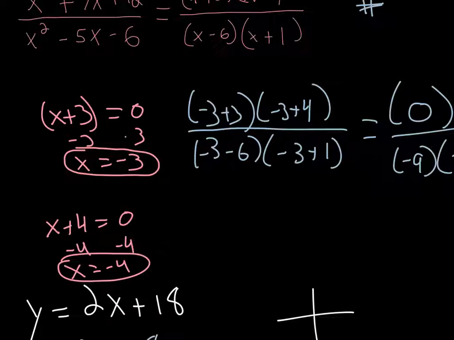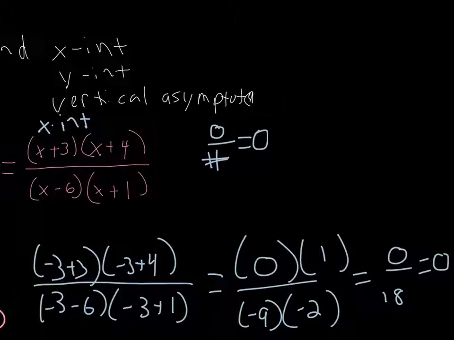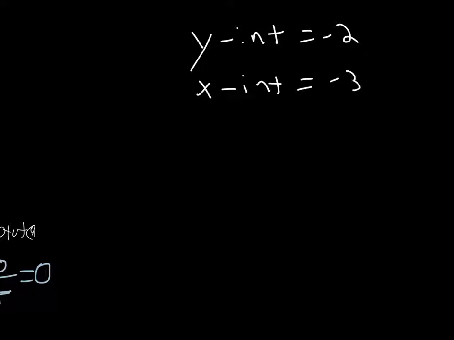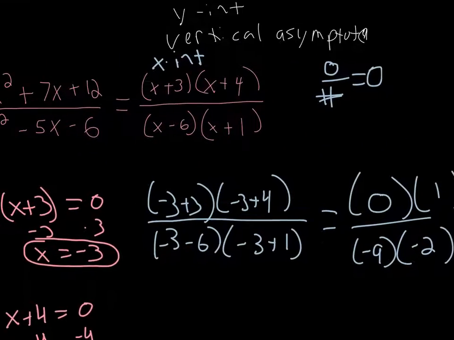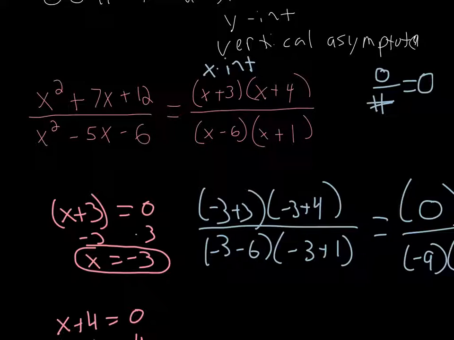Okay. So, let's record some of this information. Let's go all the way over here and find some open space. So far we have our y-intercept from the previous slide is -2. And we've got our x-intercepts at -3 and -4. And now we're going to find our vertical asymptotes. And the vertical asymptotes are very similar to what we've done to find our x-intercepts in the numerator.